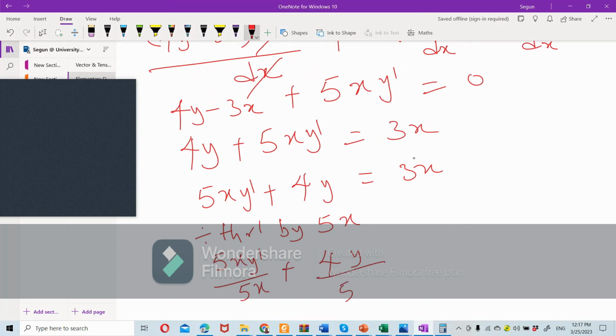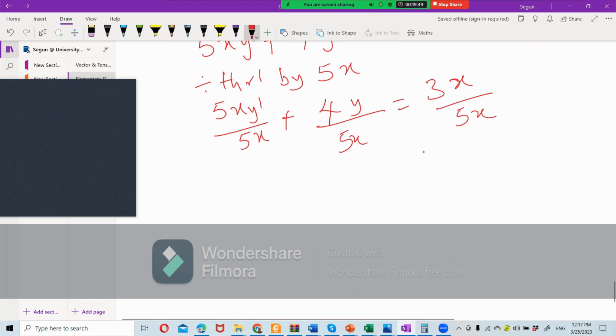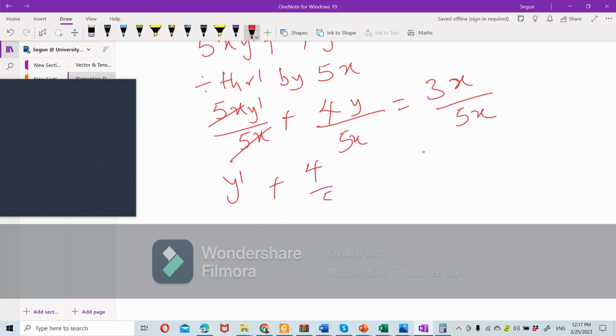So divided by 5x equals 3x divided by 5x. So in this case now, I have this cancel out. We have y prime. So at the end of the day, plus 4 over 5x, everything y, equals to, as x cancels, 3 over 5.